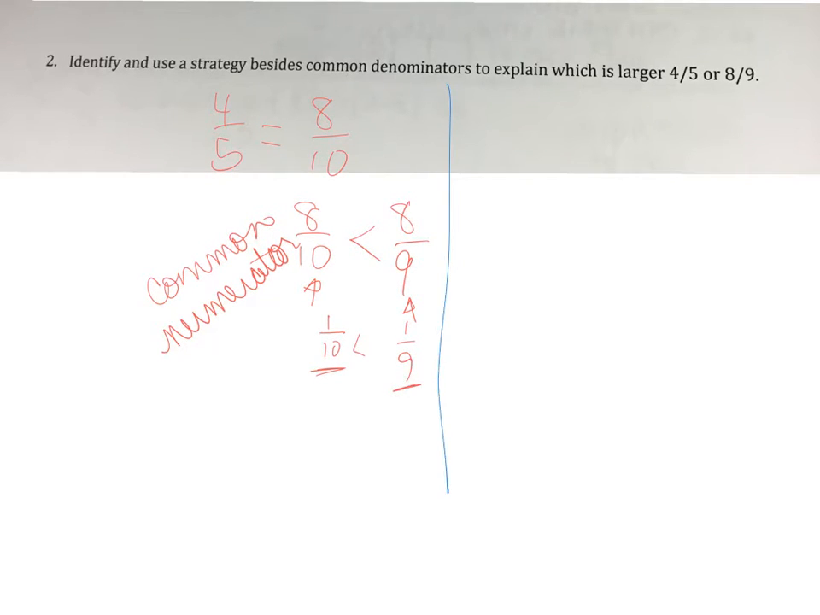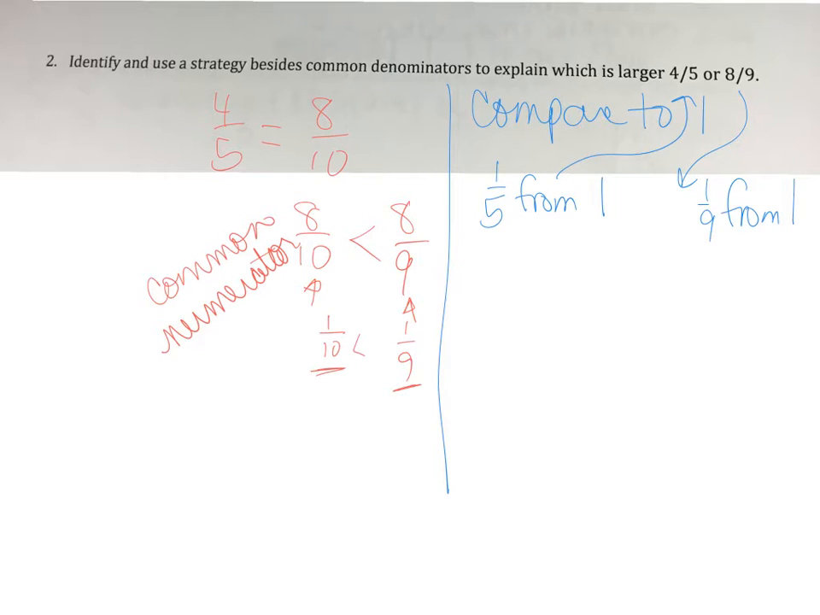Okay, and then another way is to compare it to a whole. And you could say, well, 4/5 is 1/5 from a whole, and 8/9 is 1/9 from 1. So using that same reasoning as we did over here, we can say that a whole divided into 5 parts would result in bigger pieces. So we know that 1/5 is larger than 1/9.